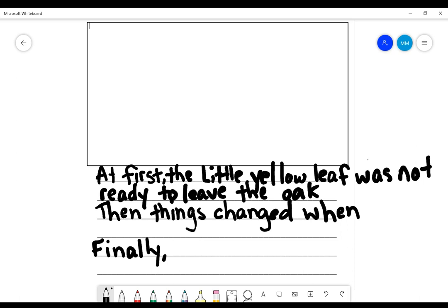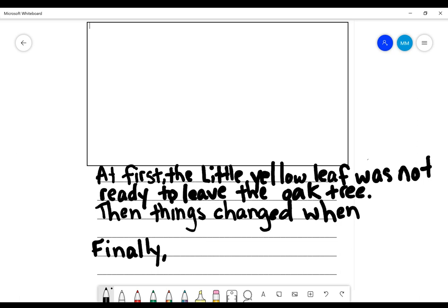How do I end a sentence? I'm done with this sentence. So I know to start a sentence, I use an uppercase letter. I make sure that my sentence makes sense, that it has the subject, it has a verb. The little yellow leaf was not ready to leave the oak tree. I need to end with punctuation. Then things changed when what? Who did we meet in the middle, kind of end of the story?